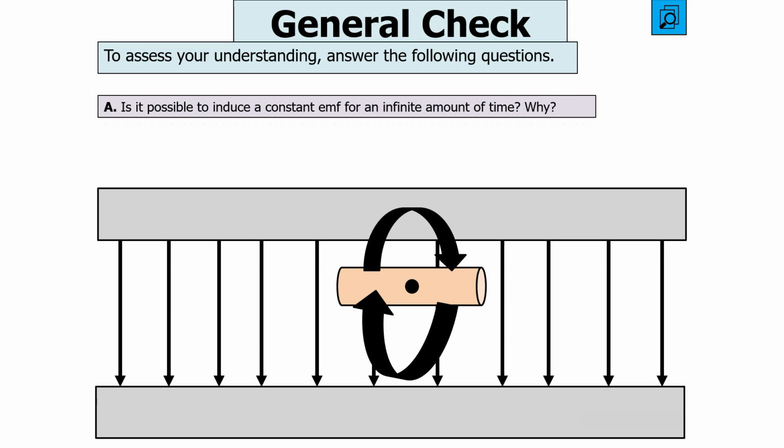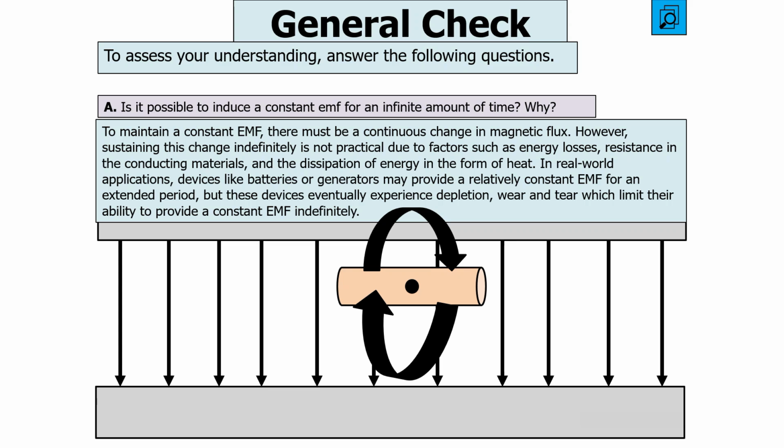Is it possible to induce a constant EMF for an infinite amount of time, and why? To maintain a constant EMF, there must be a continuous change in magnetic flux linkage. However, sustaining this change indefinitely is not practical due to factors like energy losses, resistance, and the dissipation of energy in forms of heat. In real-world applications like batteries or generators, they may provide a relatively constant EMF for a period, but the devices will eventually experience depletion, wear or tear, which will limit their ability to provide a constant EMF indefinitely.